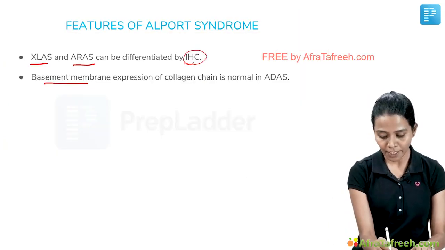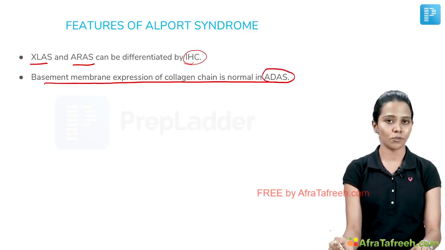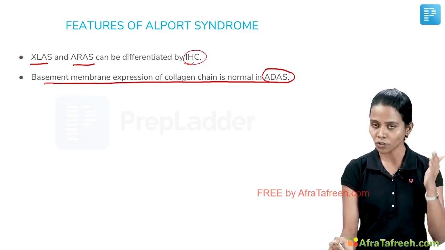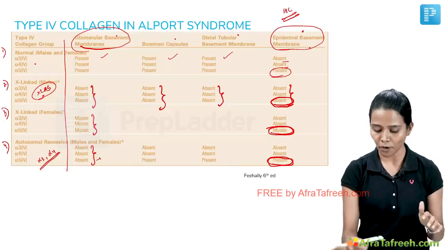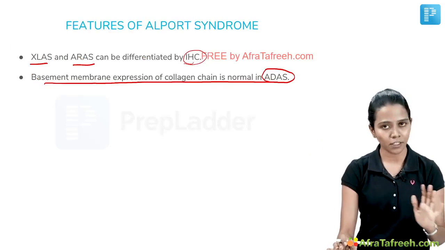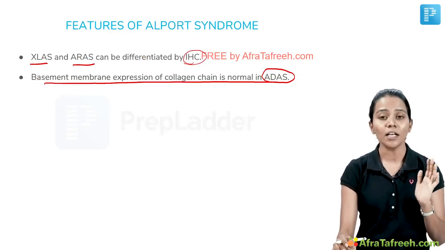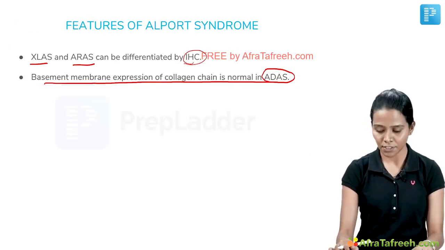Now, basement membrane expression of collagen chain is normal in autosomal dominant Alport syndrome. Till now we saw in X-linked and autosomal recessive, all these changes can happen, but in autosomal dominant Alport syndrome, it is completely normal. There will be no change in staining. So there is no point in biopsying or staining these patients.